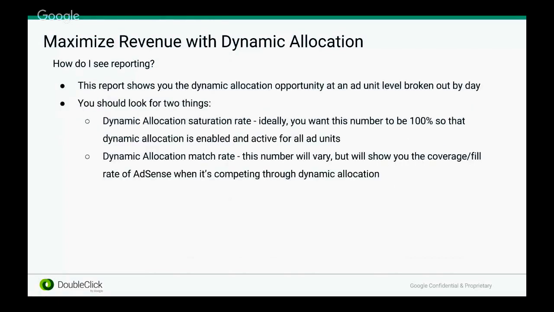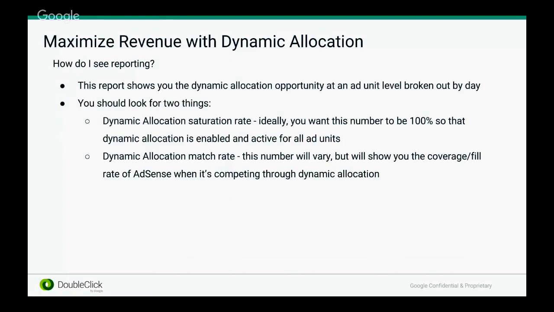So this report would show you the dynamic allocation opportunity at an ad unit level broken out by day. What you would be seeing in front of you right now is how many impressions are going through where DA was enabled versus the number of impressions passing through DFP where dynamic allocation was not enabled. And that should be 0. You do not want any impression to pass through DFP without dynamic allocation, without any competition, because that is the unique selling point of DoubleClick for Publishers, that we are able to provide you rates for every impression and compete and fill the impression wherever it will maximize the revenue for you. So look at this report, go through it.